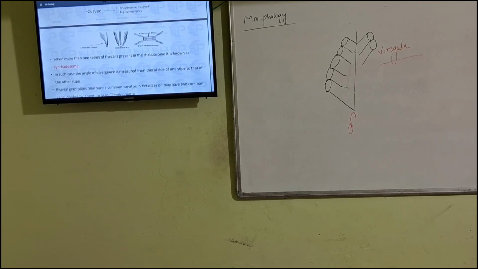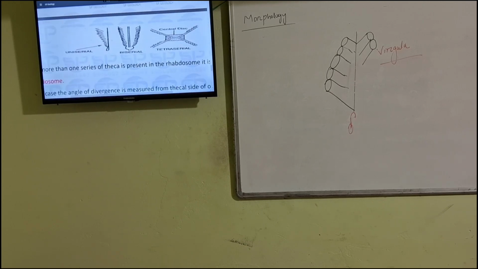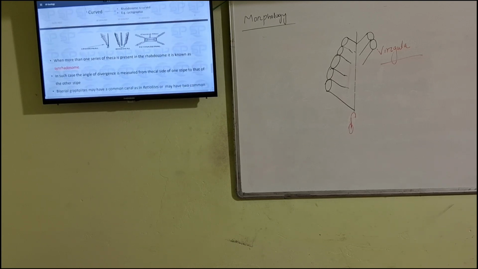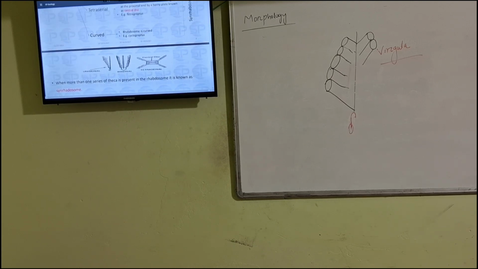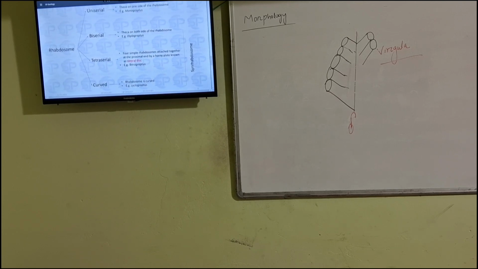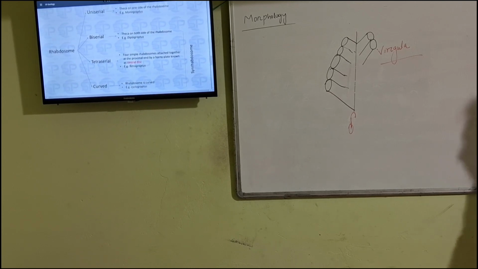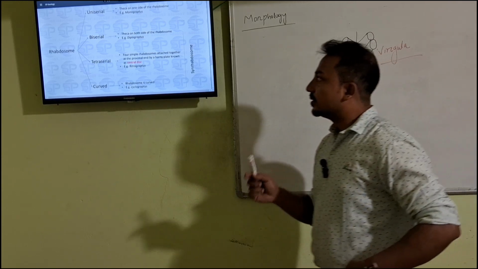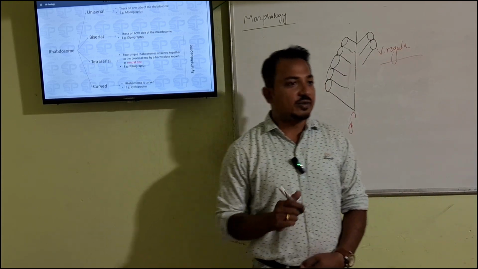So this is uniserial. This is biserial. This is tetraserial. When more than one series of theca is present, then the rhabdosome is also called a synrhabdosome. This is called a synrhabdosome. So these are different types of rhabdosome.